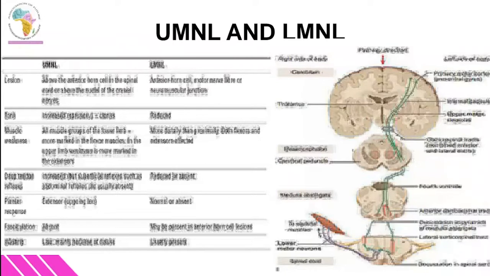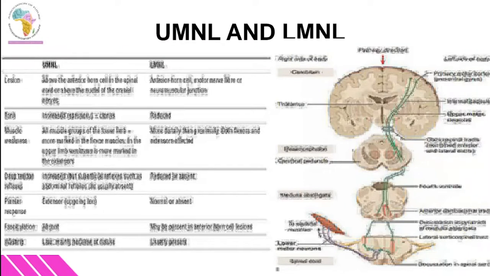So now, what I want us to talk about is how you can differentiate between the upper motor neuron lesion and the lower motor neuron lesion. Now, the first thing that we are going to start with is the tone.